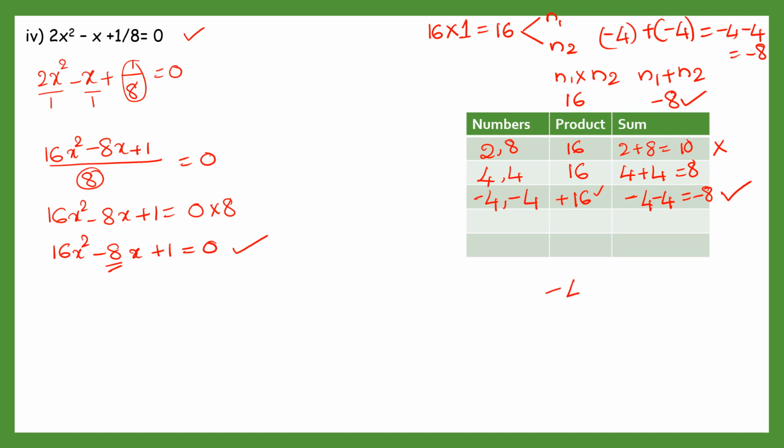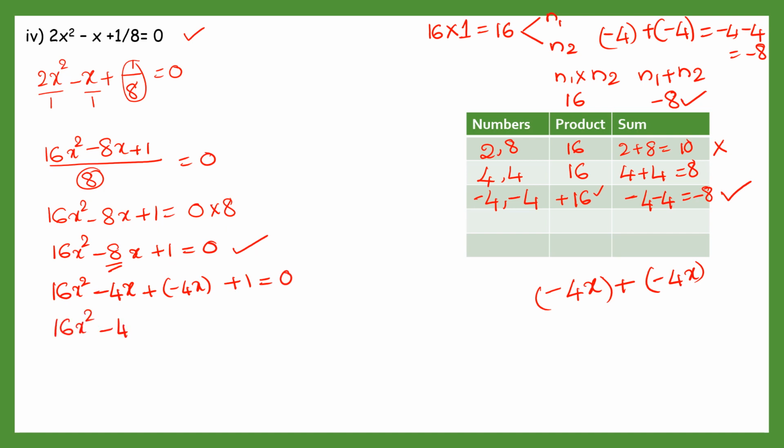So middle term should be split as what? Minus 4x plus minus 4x. In this way you should split the middle term. You will get minus 8x. See, you have minus 8x here. 16x square minus 4x plus minus 4x plus 1 is equal to 0. So that means what? 16x square minus 4x, plus into minus is minus, minus 4x plus 1 is equal to 0. If you consider these first two terms, 16 is what? 4 into 4 is 16.